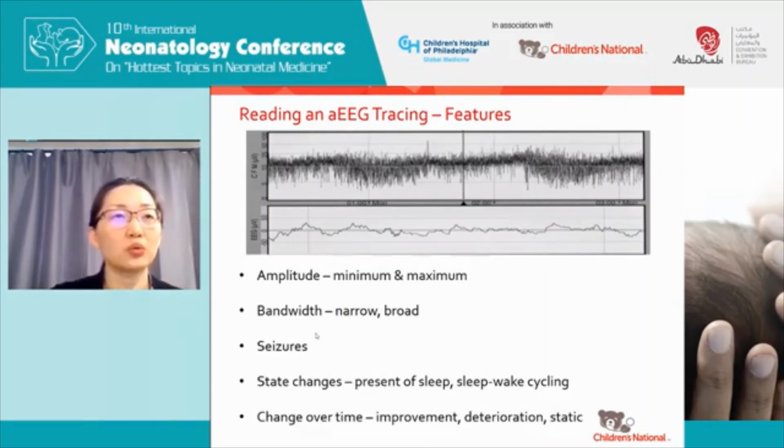You need to know the various ways seizures or status epilepticus will look on an aEEG. And you need to know what state changes, drowsiness, sleep, or sleep-wake cycling look like, so that you don't mistake them as being abnormal. And also to know when a change in the background is a deterioration or a static state versus a status epilepticus. And so that does require some experience.